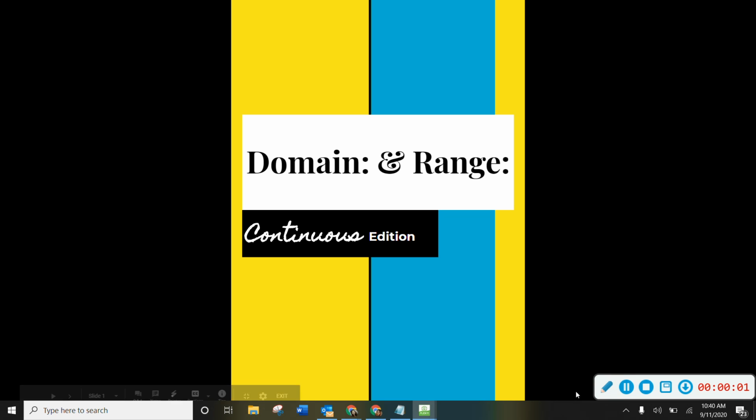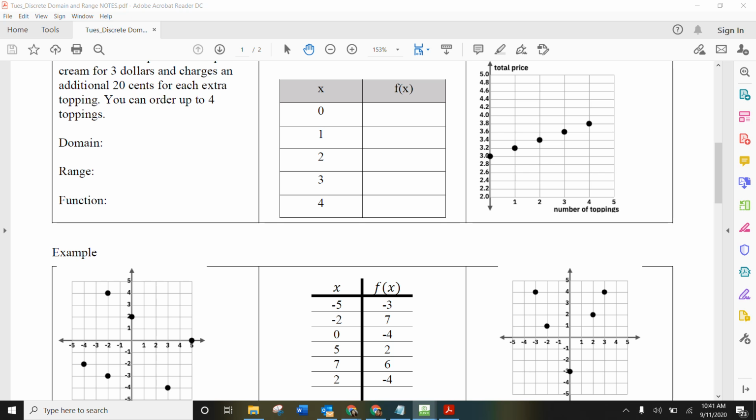Happy Friday, y'all. Today we're continuing with domain and range, but now we're going to go on to continuous data. So last time that we were together, we were going over discrete data.